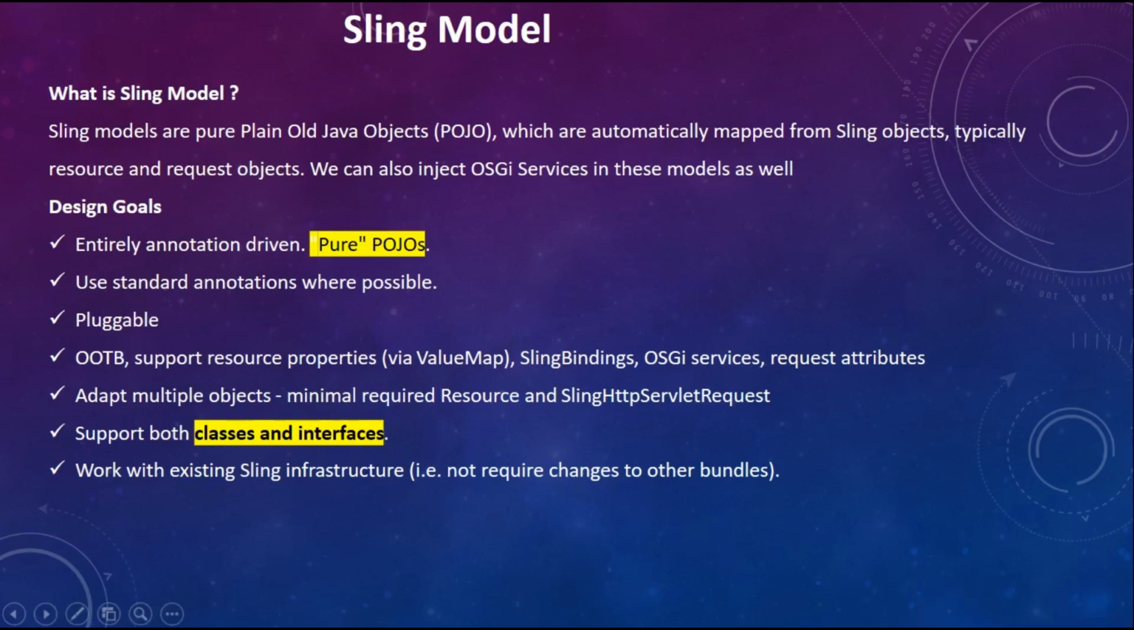Okay, so today we'll discuss the Sling model. What does it mean by the Sling model and why are we using it? Simply, keep in mind Sling models are nothing but POJO classes. What does POJO mean? That is plain old Java object. You can also call it a bean.